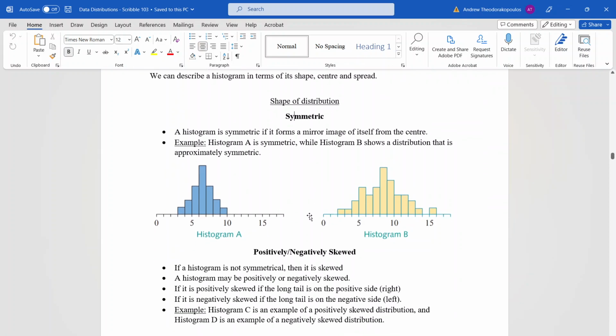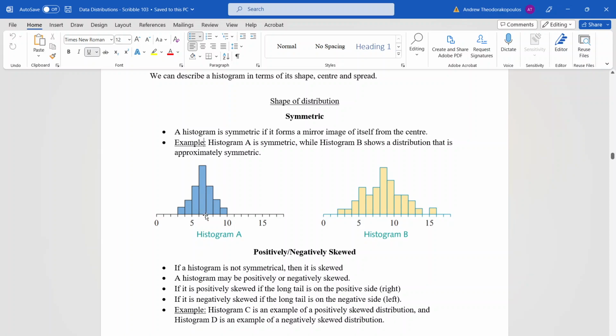Shape can either be symmetric or skewed. So what does symmetric mean? Symmetric, as you might know by now, basically means it's a mirror image of itself from the center. Okay, so this one here is almost like a perfect symmetrical histogram, because this is the middle bit, the left and the right are identical, the left and the right are identical, and so on. This is what you call perfect symmetry.